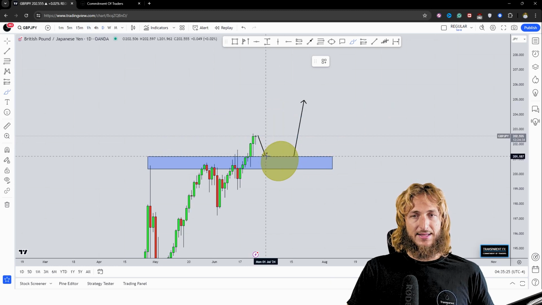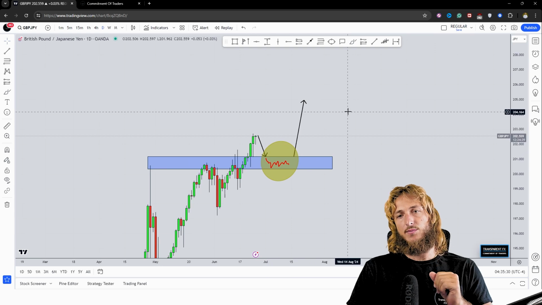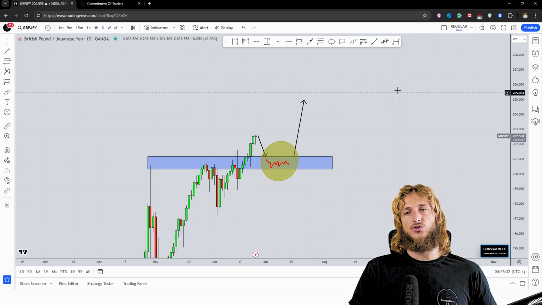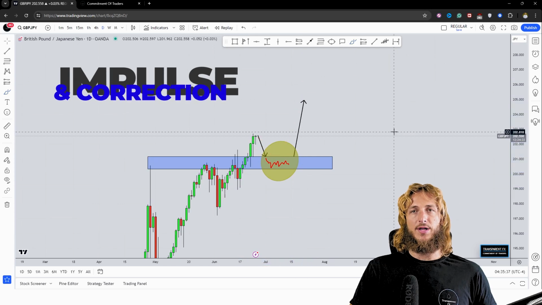Therefore, what I would expect is that if this market would shift from an intraday bearish to bullish market, at that point, I wouldn't be surprised to see a potential rejection to the upside, completing this daily impulse correction and impulse pattern to the upside.